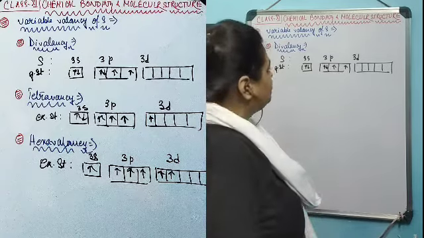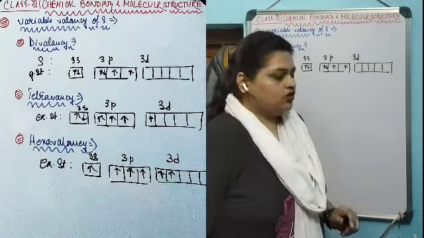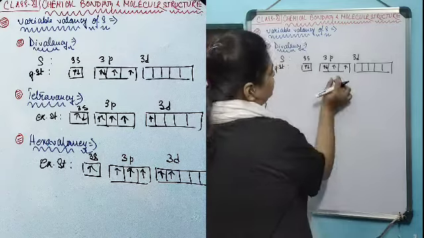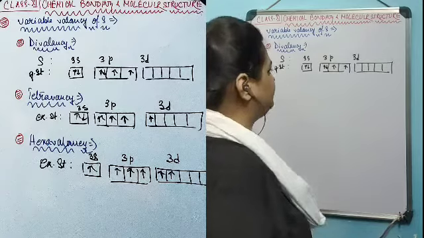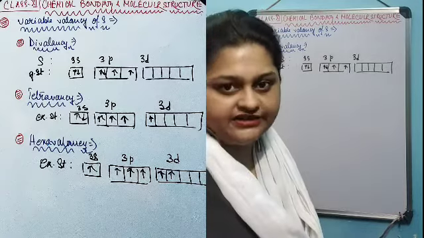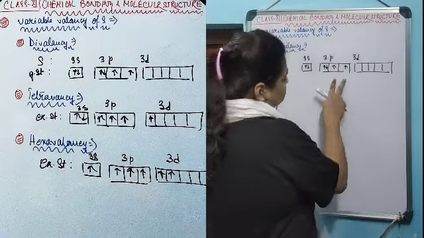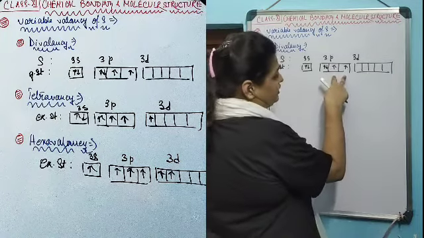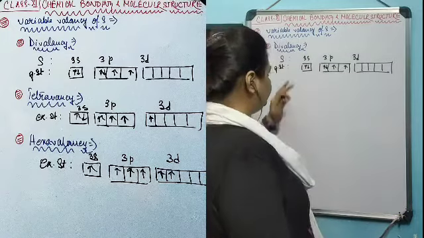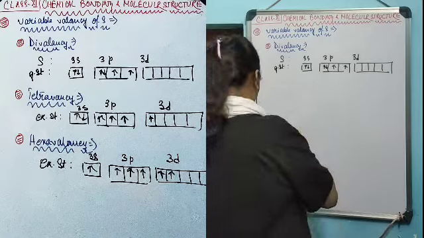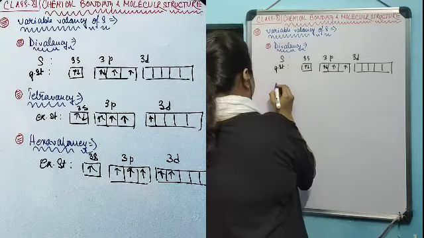If sulfur forms a covalent compound with only two unpaired electrons present in its ground state, in that case the covalency of sulfur in that particular compound is 2, as two unpaired electrons are present in the valence shell in its ground state. Now sulfur also shows tetravalency.